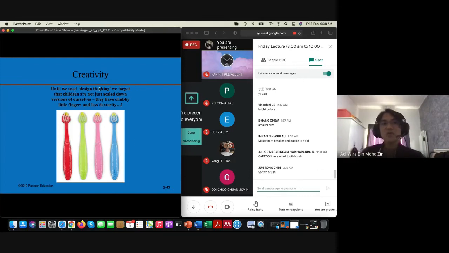So when we use design thinking, we forgot that children are not just scaled down. They are not the smallest version of ourselves. For your information, you need to identify that they have chubby little fingers and less dexterity. That's why you can see when they hold things.